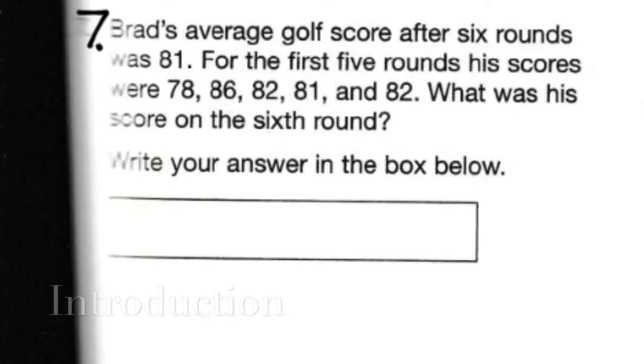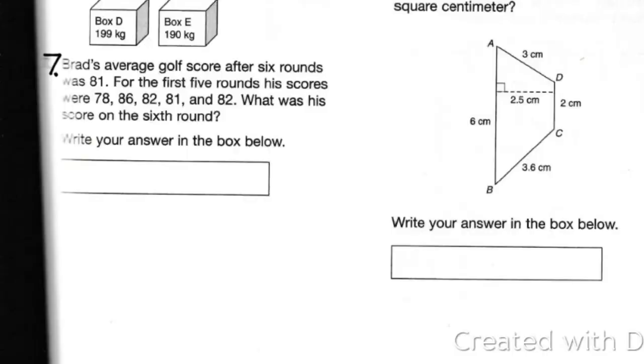Let's look at number 7. Pause the video right now to try number 7 for yourself if you can see it. It's a little blurred off to the side, but it's not too bad. All right. Number 7, Brad's average golf score after 6 rounds was 81. For the first 5 rounds, his scores were 78, 86, 82, 81, and 82. What was his score on the 6th round? Write your answer in the box below.